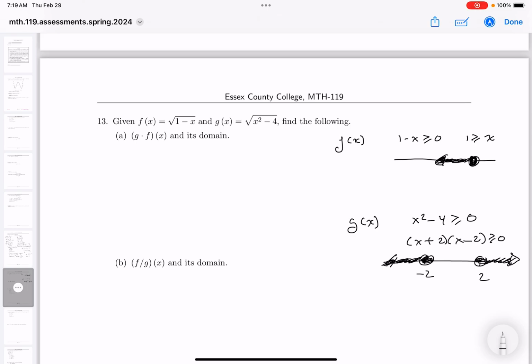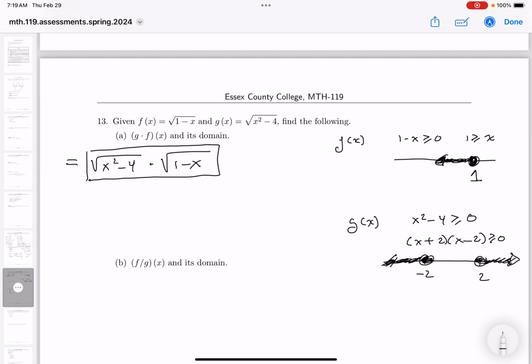So what I'm going to do over here is write this over here. And really, it's pretty easy. It's just simply going to be f times g, or g times f. Well, what's g? g is the root of x squared minus 4, times f, which is the root of 1 minus x. So I got that done. But it does say the domain. And the domain is the intersection of these two sets.